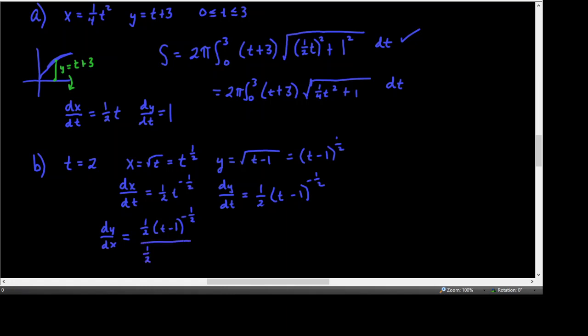Okay, you might notice that the 1/2s will cancel each other out, and we can get rid of the negative exponents by taking that power to the other part of the fraction. So this would become t to the positive 1/2 over t minus 1 to the positive 1/2. And if you care to, you can make that all under one big radical, the square root of t over t minus 1 if you prefer.